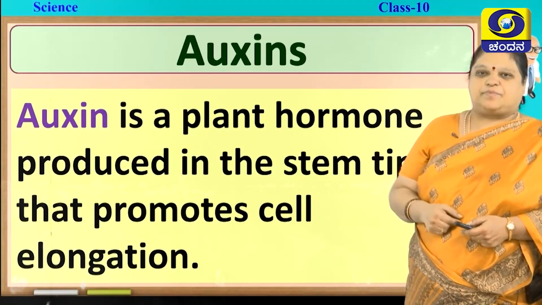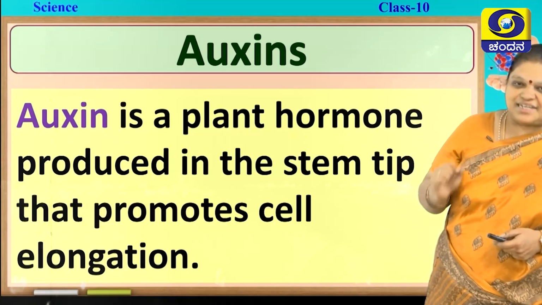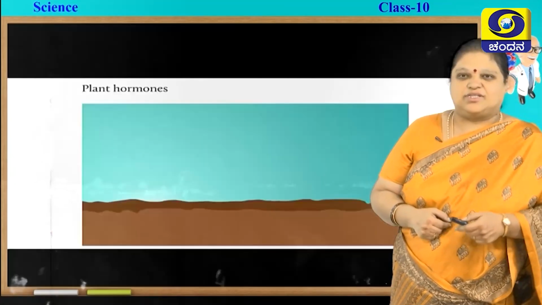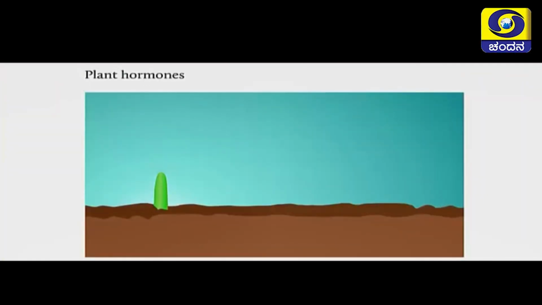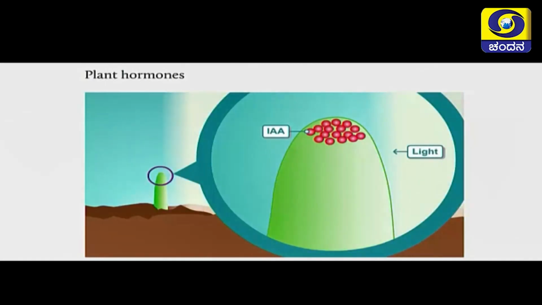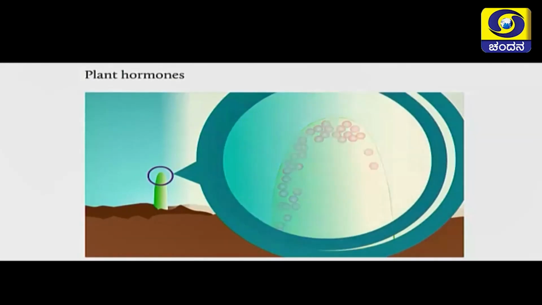So auxin is a plant hormone produced in the stem tip that promotes cell elongation. Let us see how that takes place. Here a small shoot tip is growing. In the tip you find auxins. You can observe that these auxins will slowly move away from the source of light. So, the source of light is present, it will be moving away from the source of the light. Once it moves away from the source of light, it promotes the growth of cells in that direction.